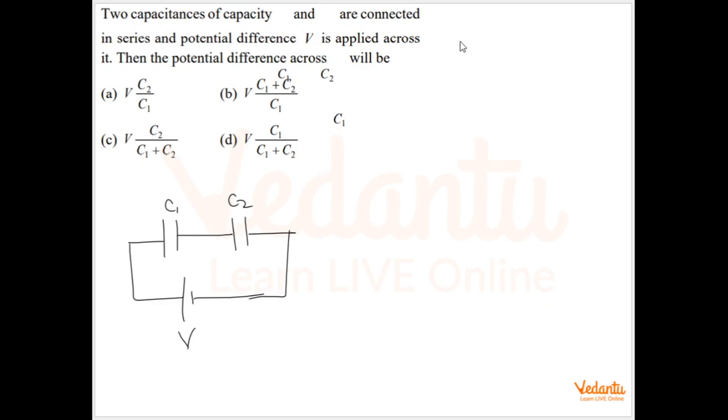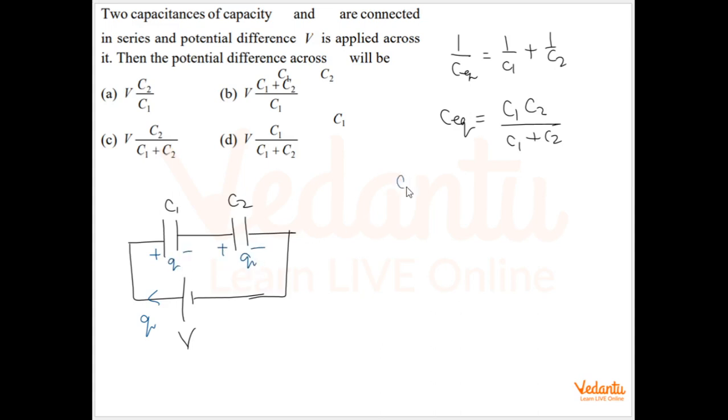I will first of all calculate C equivalent. That will be 1 by C1 plus 1 by C2. That, beta, will give you C equivalent as C1 C2 upon C1 plus C2. Now that will give me, my dear bacha log, the charge coming out of the battery. And since, beta, they are connected in series, the charge across both of them will be the same. And that charge, beta, will be given as C equivalent into V. That will be nothing but C1 C2 V upon C1 plus C2.